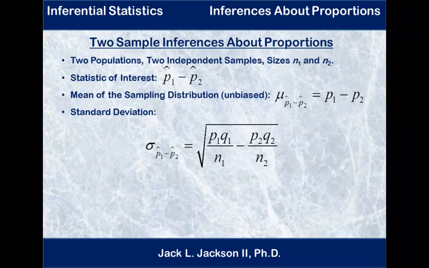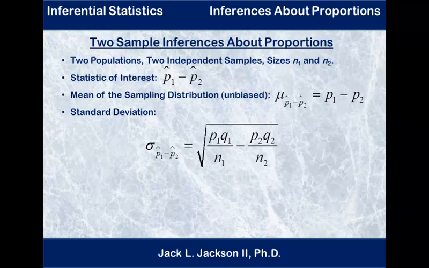x sub 1 is the number of successes in the first sample. x sub 2 is the number of successes in the second sample. p hat, remember, is our proportion of successes in the sample. So p hat sub 1 is the proportion of successes in the first sample. p hat sub 2 is the proportion of successes in the second sample. And what we're interested in is the difference in those two things. So our statistic we're really going to be testing on is p hat 1 minus p hat 2.